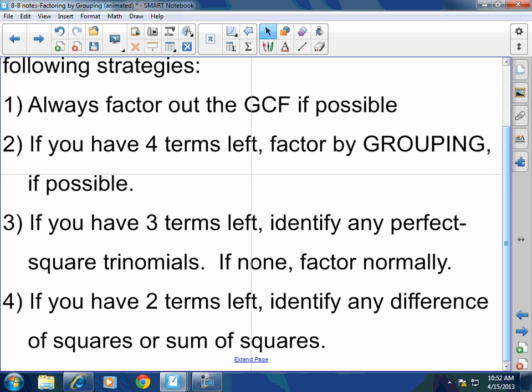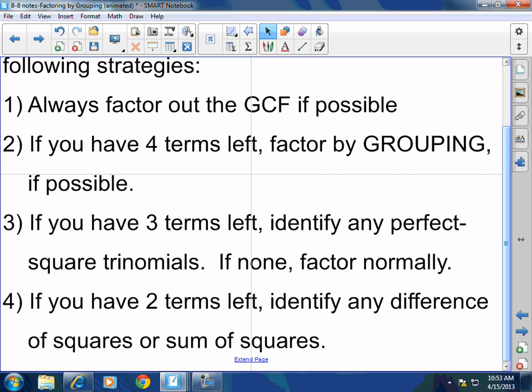If you have 3 terms left, identify any perfect square trinomials. If none, factor normally. With trinomials, remember, if it's x squared plus bx plus c, it's simply the setup of x and x, and then what times what is c, but when added together is b. If it's in the form of ax squared plus bx plus c, then the setup is ax, multiply the a and the c, what times what is the new c, but when added together is the b. That's the cubic method. We also know the column method. All of those methods are used for 3 terms, trinomials.